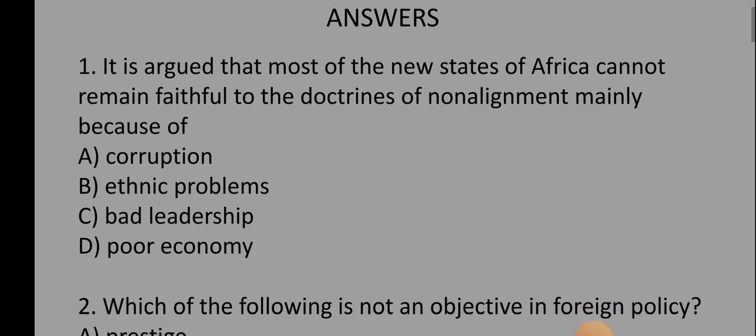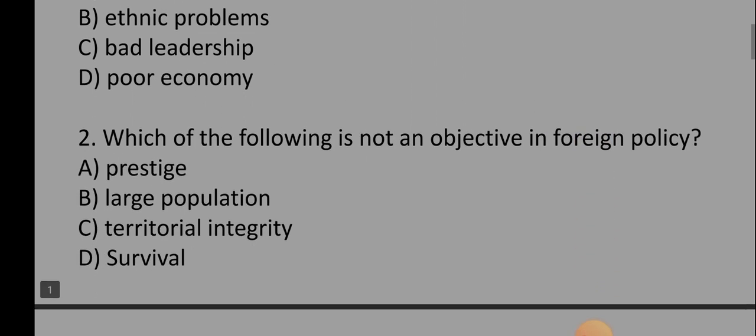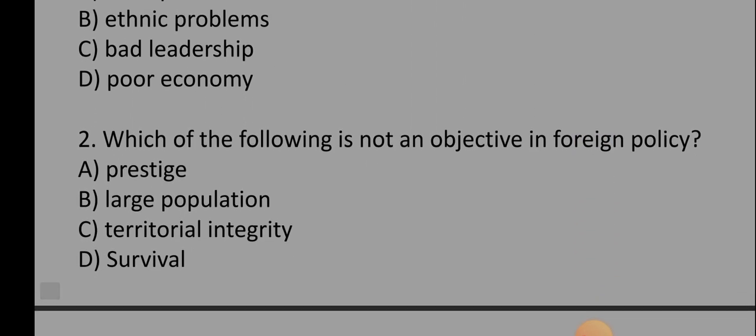Let's get to the next question. The next question says, which of the following is not an objective in foreign policy? First one is prestige, second one is large population, third one is territorial integrity, and last one is survival. The correct option there is large population. So that's the correct option.